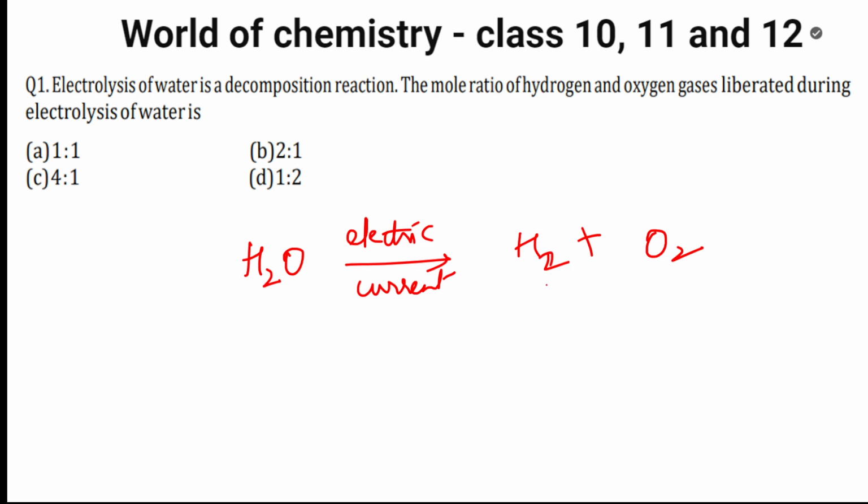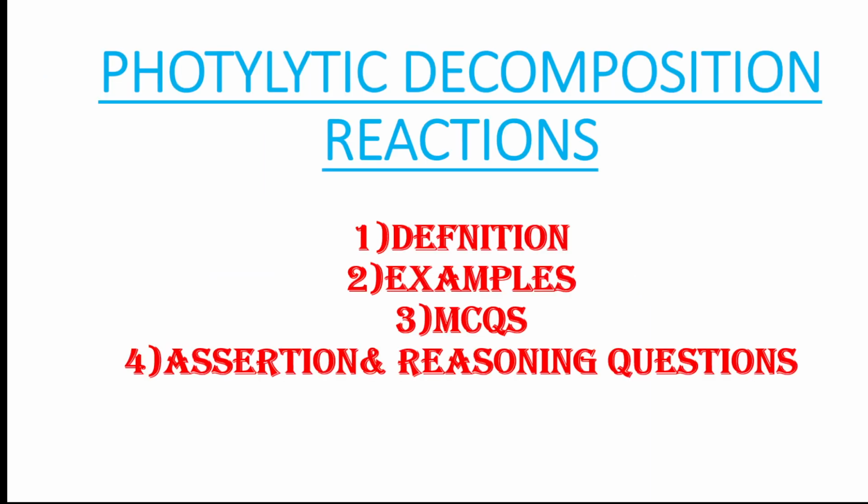Now balance it. Two hydrogens balanced, two oxygens. This should be balanced and this should be balanced. Now see the product side. What is the ratio? Hydrogen to oxygen, 2 to 1. So what is the ratio? 2:1. Correct? Easy question. Let us see one more.